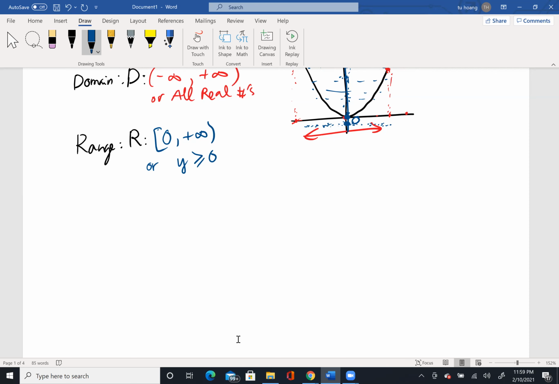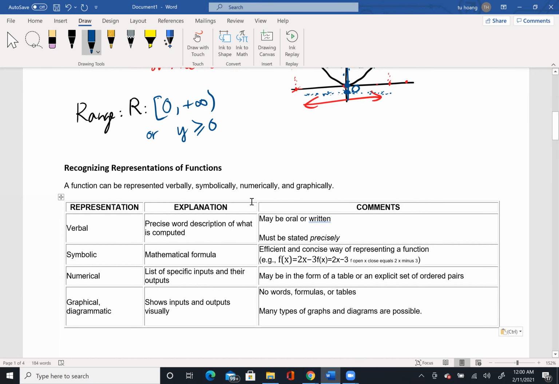Now I'm gonna talk about recognizing representations of a function. Okay. So a function can be represented verbally, symbolically, numerically, and graphically as below.